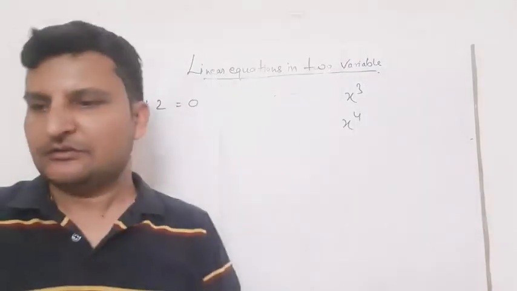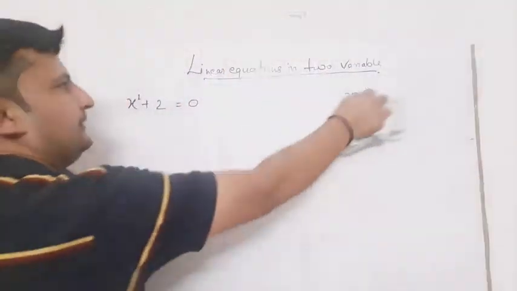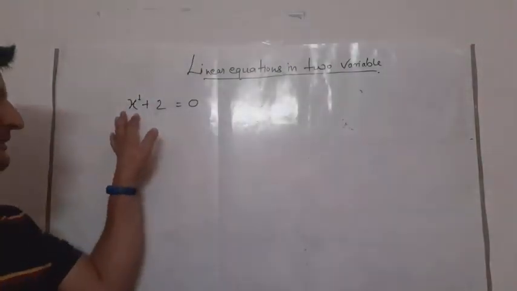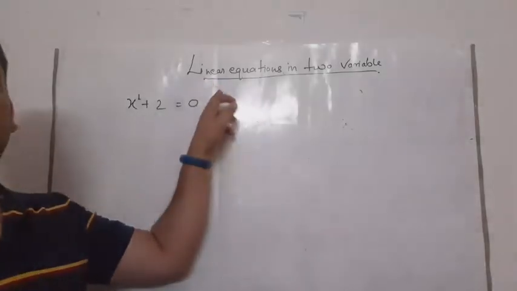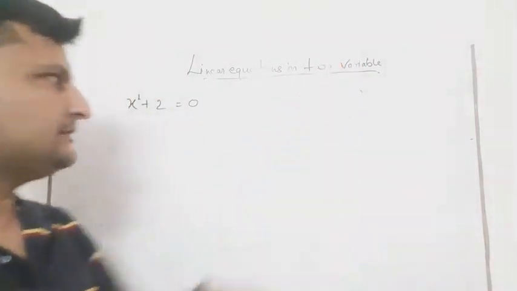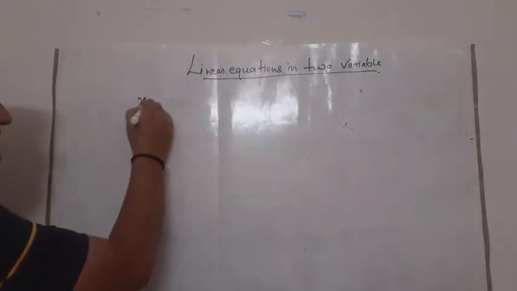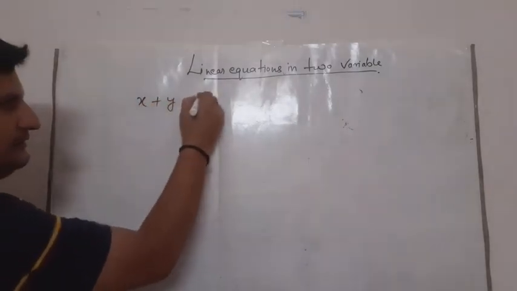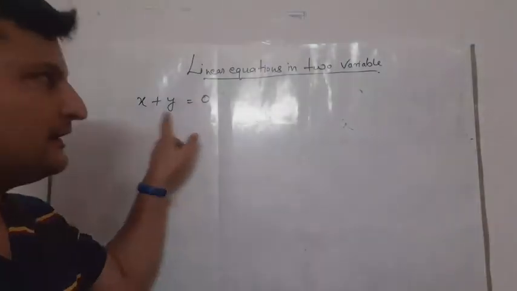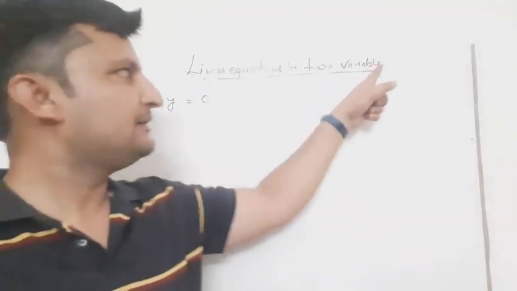So the chapter name is linear equations in two variables. We will understand this term first. Two variables means the variables should be 2. Means the equations are not of this type. The equation is of this type: x plus y is equal to 0. These types of equations are called linear equations, and the variables here are 2. So the chapter name is linear equations in two variables.